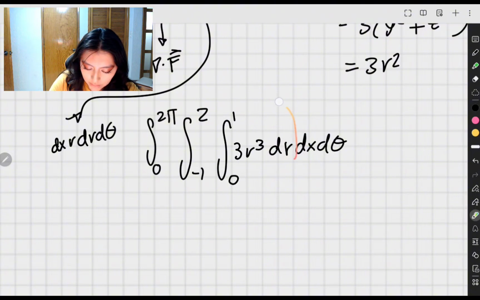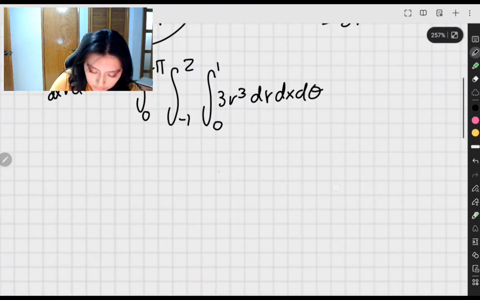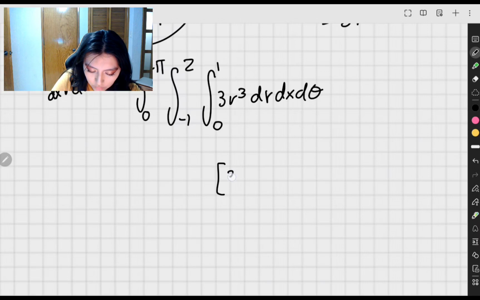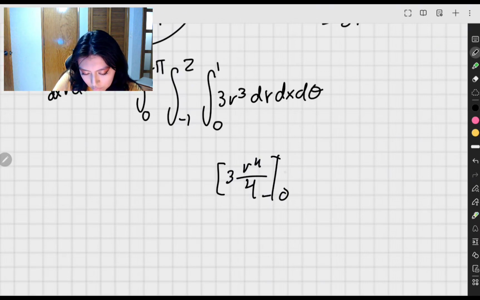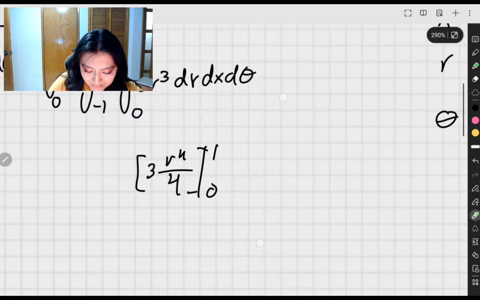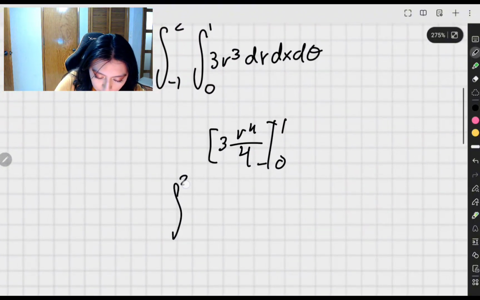First we calculate this one, which gives the evaluation of 3r to the 4 divided by 4 from 0 to 1. Since this is 0, and r is not in an exponential form, we just ignore that 0, and this one substituted here, 1 to the 4, is just 1. So this is just going to be 3 over 4. And then we just calculate the rest.